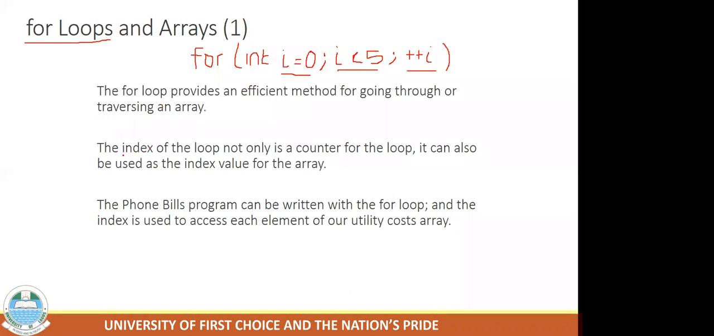The index of the loop is not only the counter for the loop, but it can also be used as what? The index value for the array. So the for loop program can be written with the for loop, and the index is used to access each element of the array.